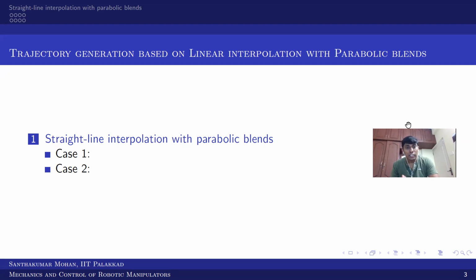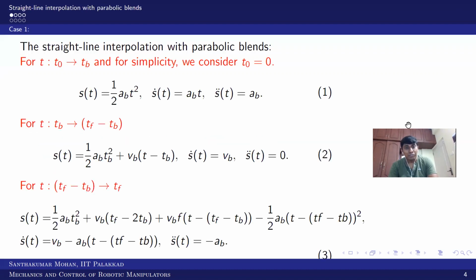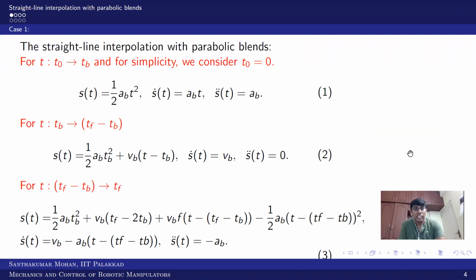In that connection, we are trying to make several compromises. One compromise is to scale down to 0 to 1 and then scale up according to the need. That is what we call case 1, which we have seen even in the regular class. In case 2, we can make it generalized, provided that the condition exists. So this is the first one, where we have seen the straight line interpolation with the parabolic blend.